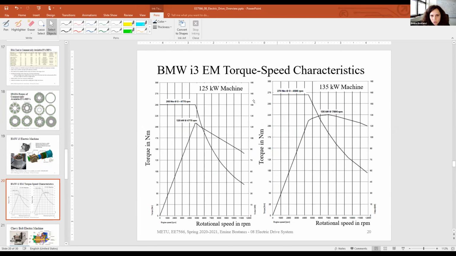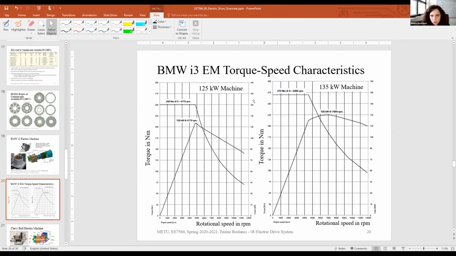As you can see here, the peak power is 135, but at very high speed you can still get 120 kilowatts. On the other hand, this machine can give you 125 kilowatts at the base speed, but its power keeps decreasing. Look, it cannot even reach 12K. It stops somewhere around 11,050 RPM, and it can give only 80 kilowatts of power.